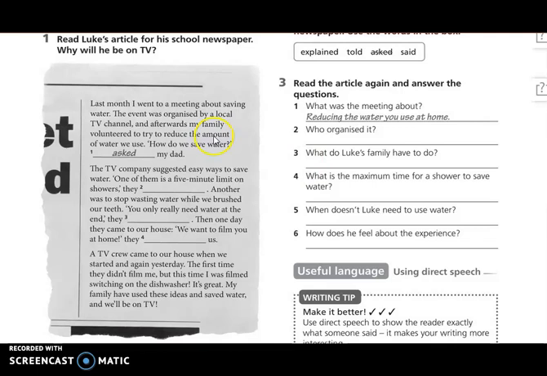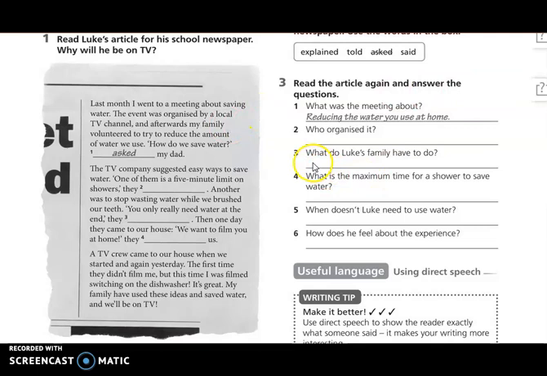What was the meeting about? A meeting about saving water. Here in the first paragraph, first line. So reducing the water you use at home. Number two, who organized it? In the same paragraph, the second line, the event was organized by a local TV channel.